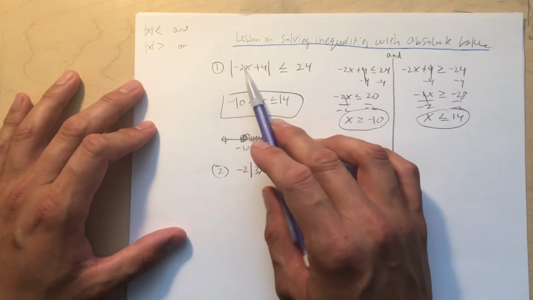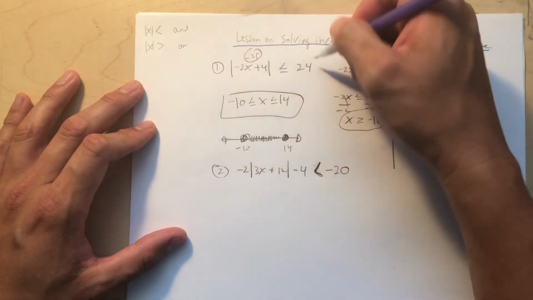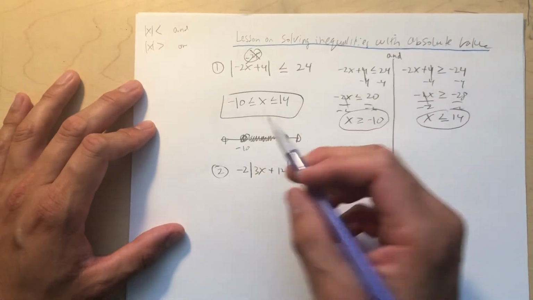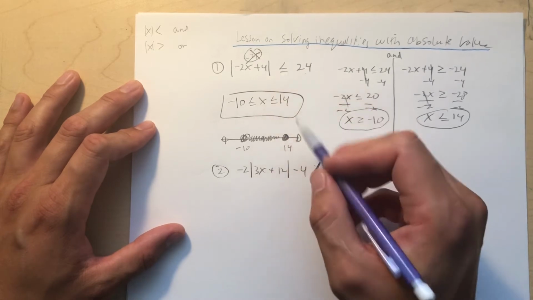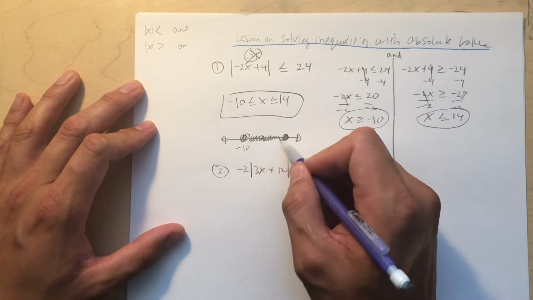The absolute value means that if the interior is negative 25, then it's going to be bigger than 24, so you know it can't be negative 25. So again, x is very restricted, to between negative 10 and 14. Anything else will make it larger than 24. Anything out here will make it larger than 24, so your answer has to be somewhere in between here.